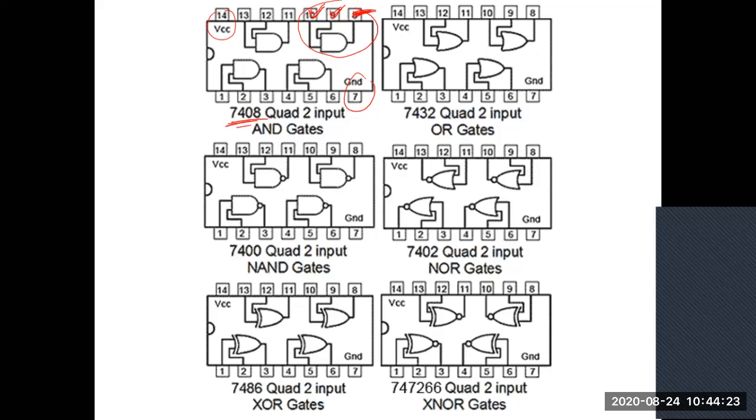So remember this: 7408 is an AND gate IC, 7432 is an OR gate IC, 7400 is a NAND gate IC, 7402 is a NOR gate IC, 7486 is a XOR gate IC, and 74266 is a XNOR gate IC.